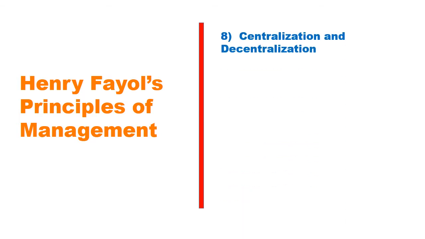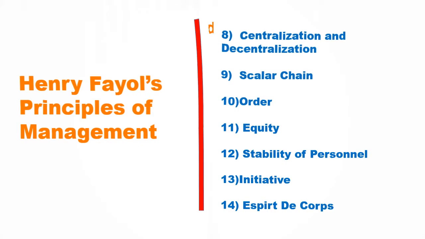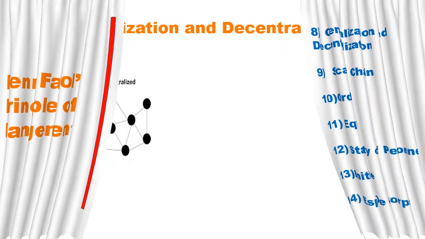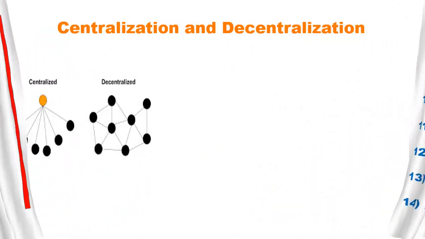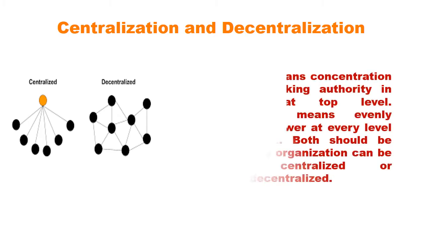centralization and decentralization, scalar chain, order, equity, stability of personnel, initiative, and the last one is esprit de corps. Let us discuss in detail one by one. The first one is centralization and decentralization.